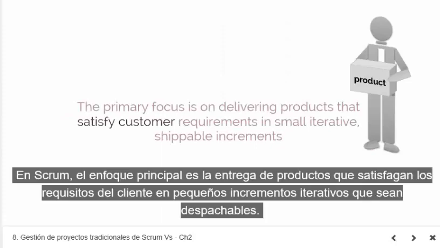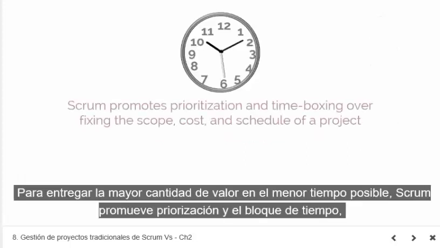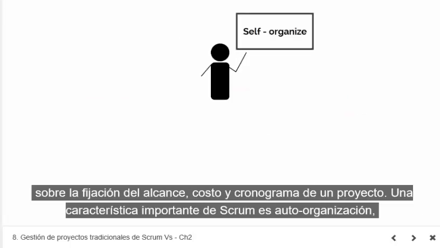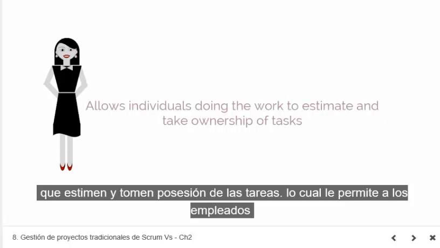In Scrum, the primary focus is on delivering products that satisfy customer requirements in small, iterative, shippable increments. To deliver the greatest amount of value in the shortest amount of time, Scrum promotes prioritization and time boxing over fixing the scope, cost, and schedule of a project. An important feature of Scrum is self-organization, which allows the individuals who are actually doing the work to estimate and take ownership of tasks.